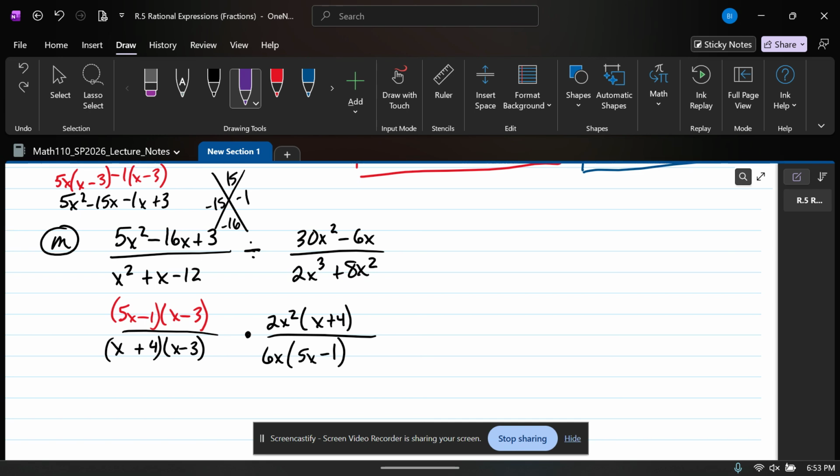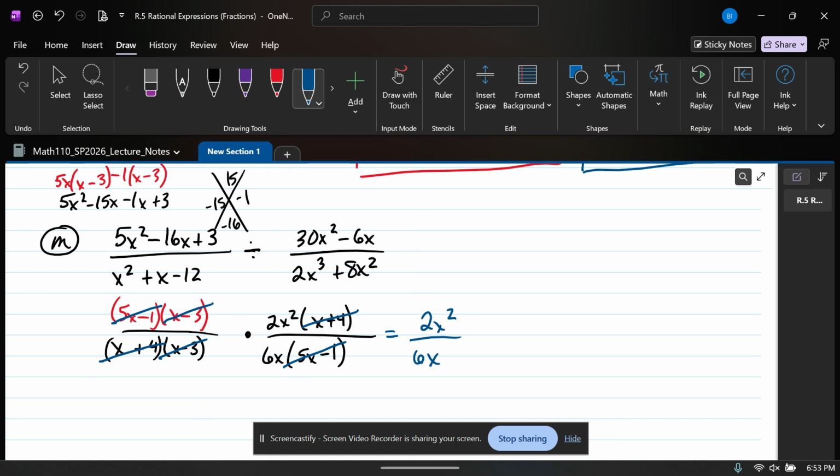Now, vertically, diagonally cancel. So vertically, I got the x minus 3 canceling the x minus 3. I got the 5x minus 1 canceling the 5x minus 1. Diagonally, I got the x plus 4 canceling the x plus 4. If you're getting a little confused with everything being canceled out, I'm just going to go ahead and rewrite it out, 2x squared over 6x. That's the only thing left at this point.